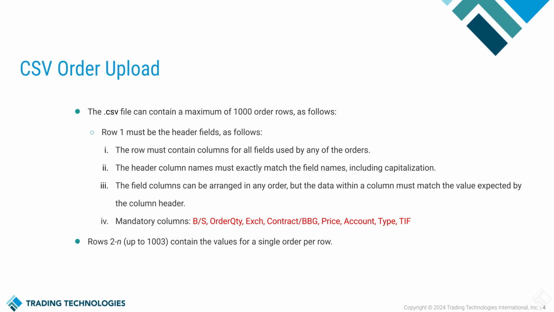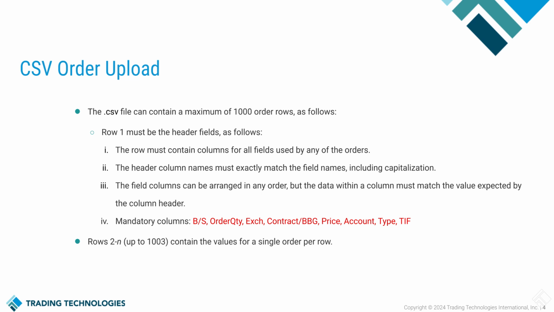The CSV file can contain a maximum of 1,000 order rows as follows. Row 1 must be the header fields, and the row must contain columns for all fields used by any of the orders. The header column names must exactly match the field names, including capitalization. The field columns can be arranged in any order, but the data within a column must match the value expected by the column header. Mandatory columns are buy, sell, order quantity, exchange, contract BBG, price, account, type, time in force.